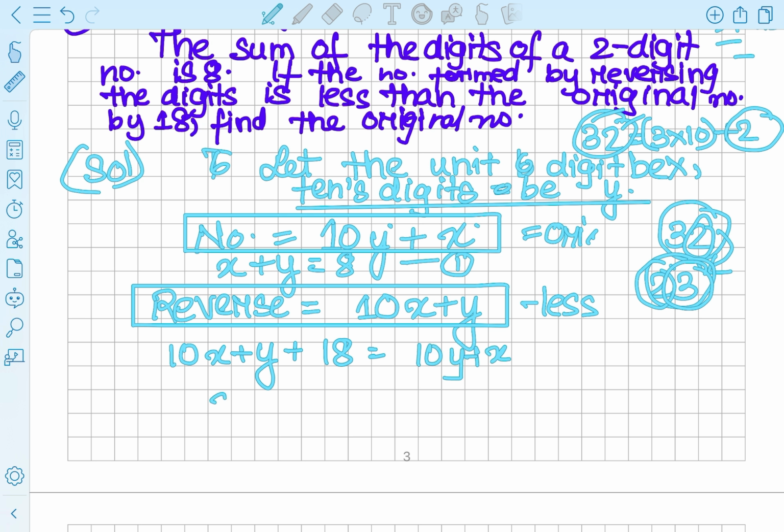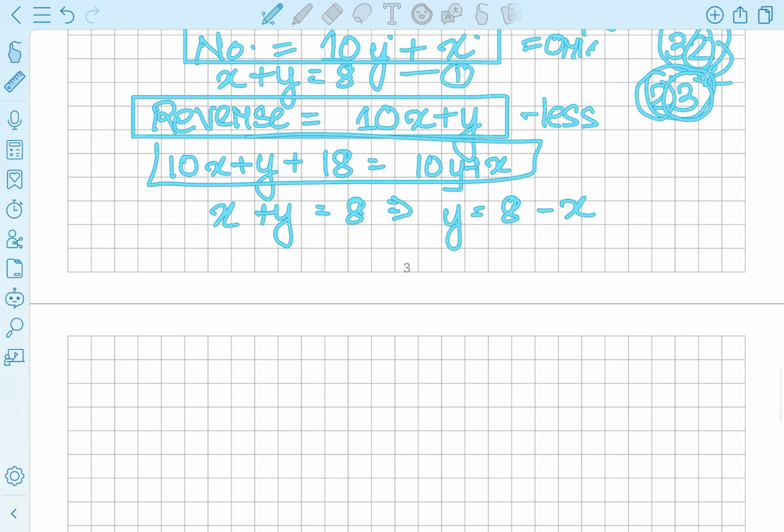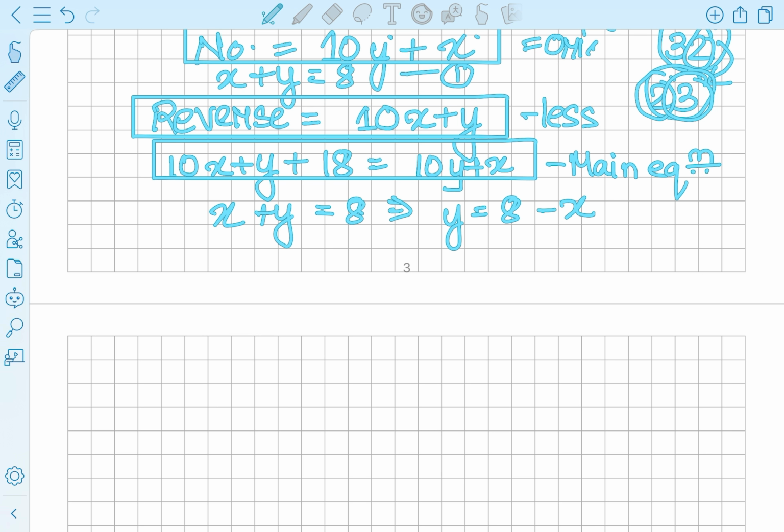Now see, we had got an equation, x plus y equals 8. Now let's find out the value of y from here. y equals 8 minus x. Now just replace it in this equation. This is your main equation. In this equation we have got the value of y. Now just replace the value of y. 10x plus y, what is y? 8 minus x, right? Plus 18 equals 10 again.